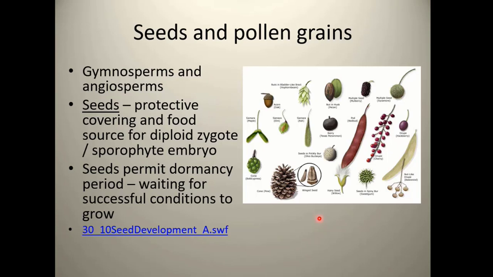So the seeds and the pollen grains, where there will be gymnosperms and angiosperms, where the seeds provide a protective covering and food source for the diploid cycle, particularly the sporophyte embryo, and the seeds permit a dormancy period, waiting for successful conditions so that they can grow.